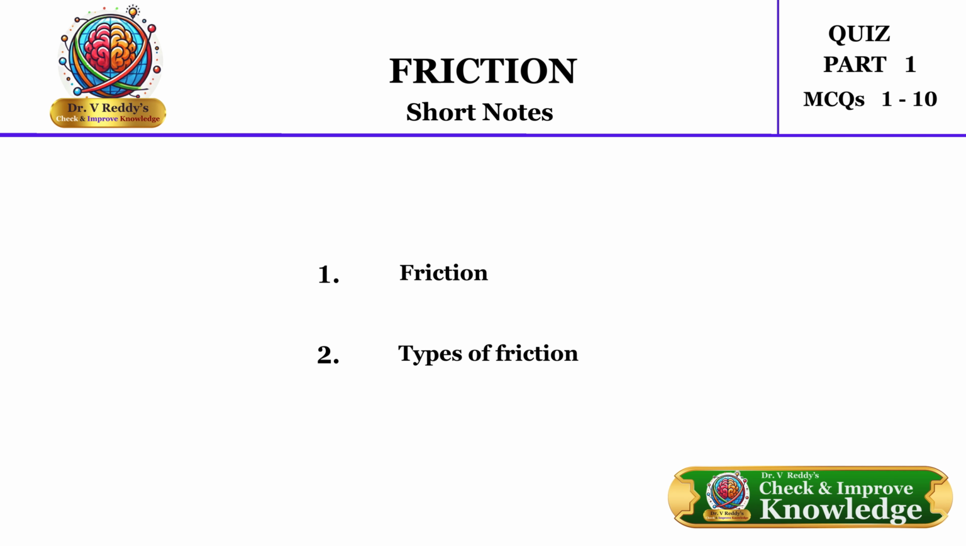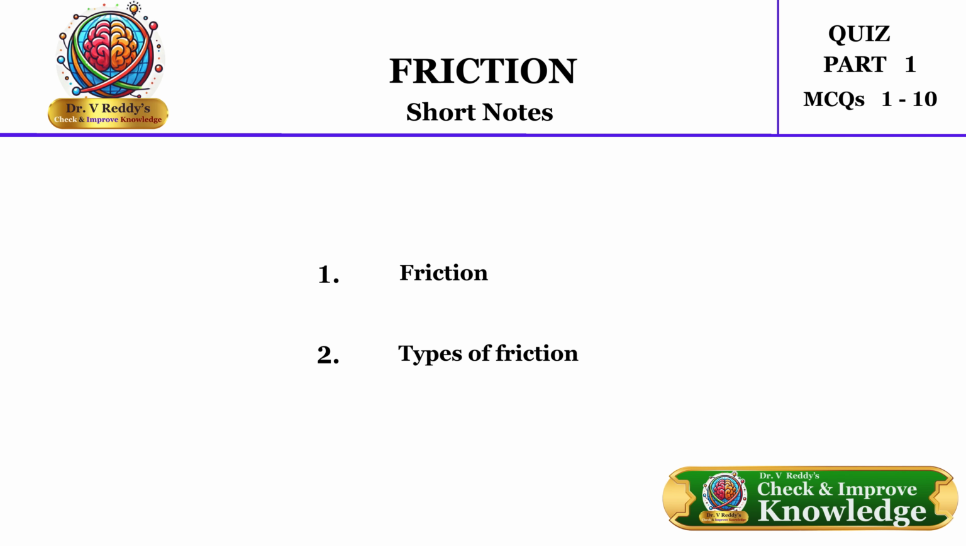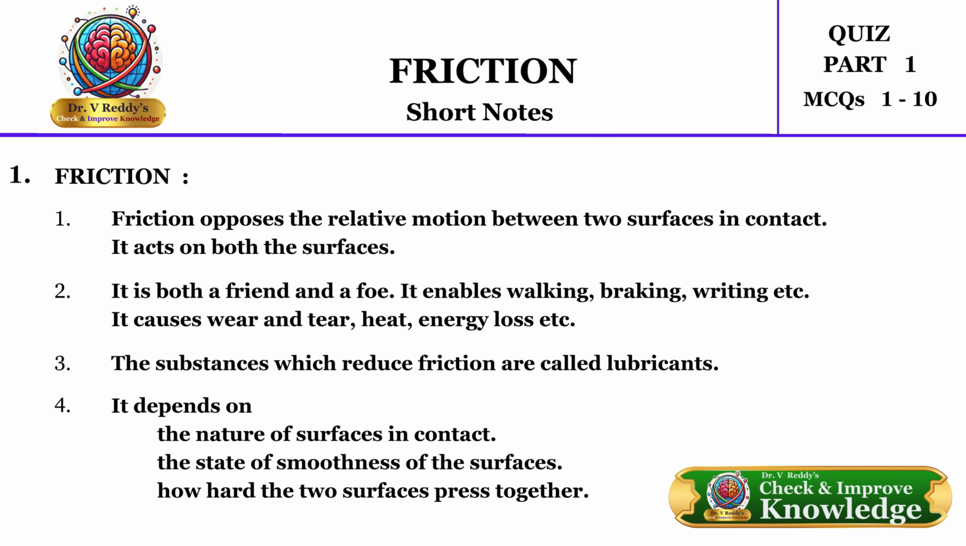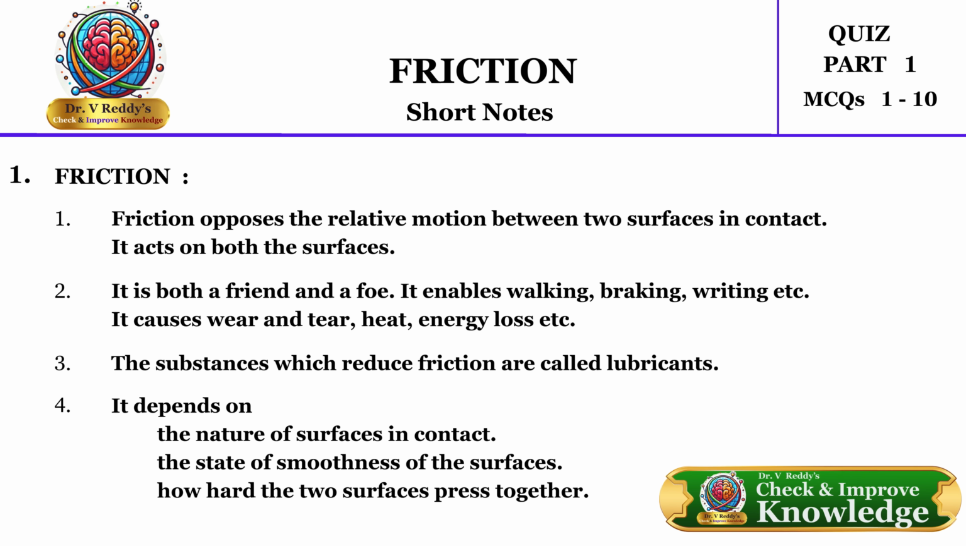Short notes on 1. Friction. 2. Types of friction. 1. Friction. Key points are: 1. Friction opposes the relative motion between two surfaces in contact. It acts on both the surfaces.